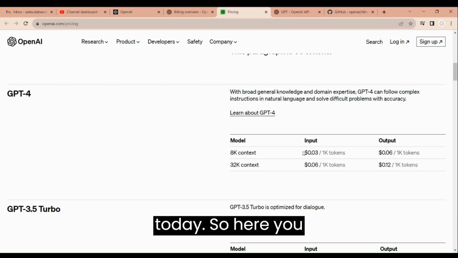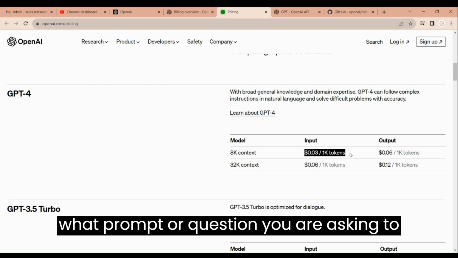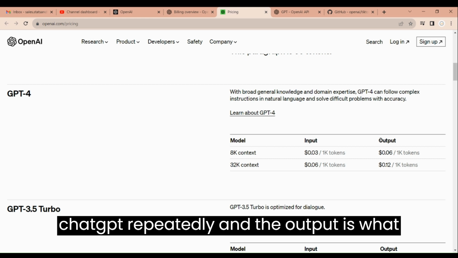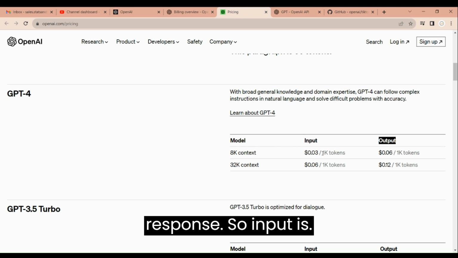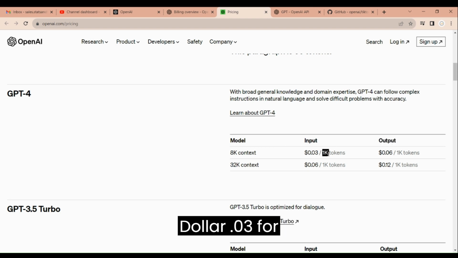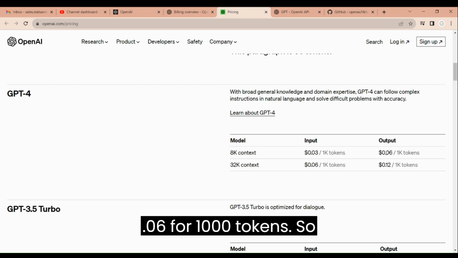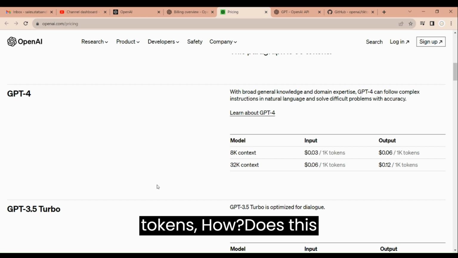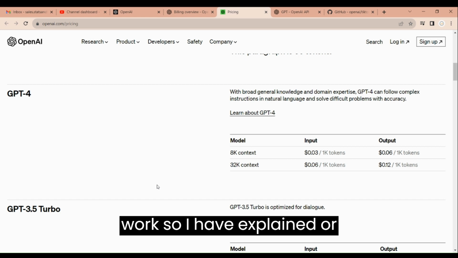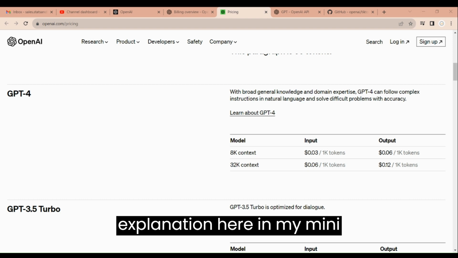So here you can see input and output. Input is what prompt or question you are asking ChatGPT, and the output is what ChatGPT gives you back in the response. So input is $0.03 for 1000 tokens, and output is $0.06 for 1000 tokens. So we are going to understand what these tokens are and how this works. I have created my own little explanation here in my mini notepad.